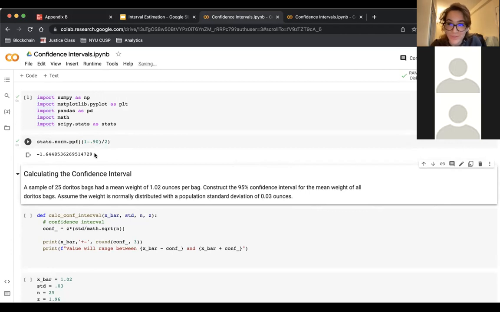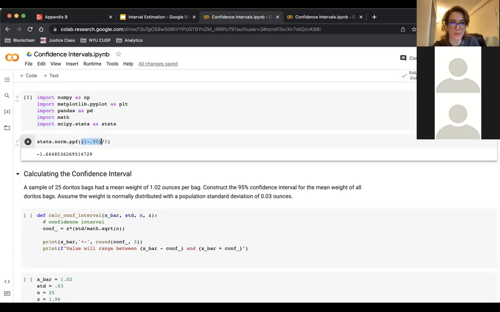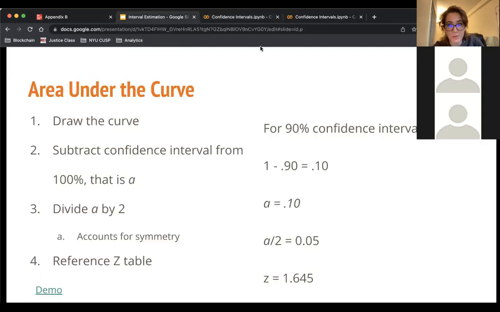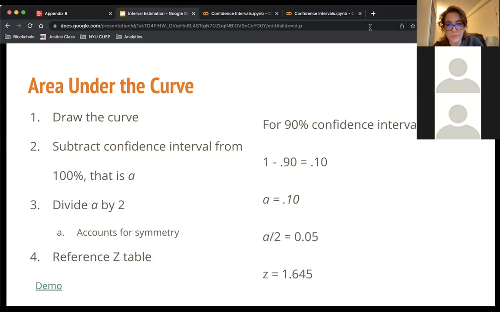Did that help? Or any other questions we want to talk through? How did you get the 1 minus 0.90 again? Yes, I'll use the slides to talk through that. Oh, I see it. I see it. Yeah, you did have that formula.